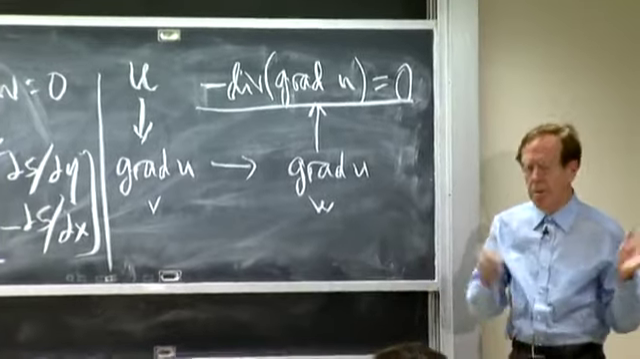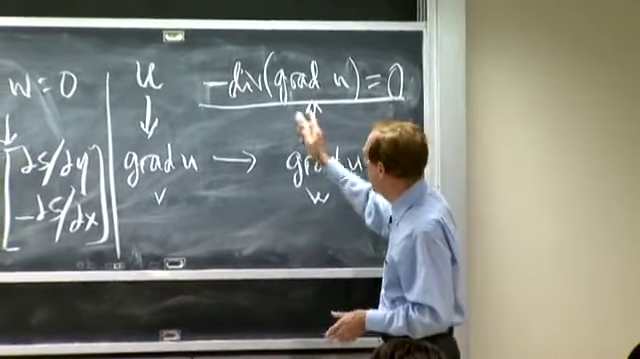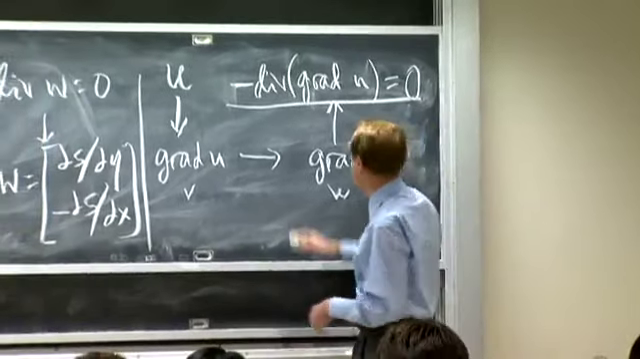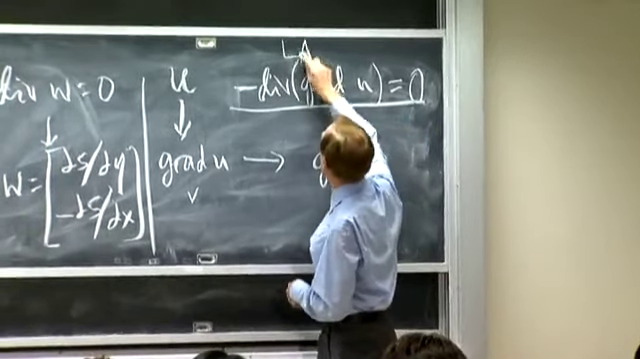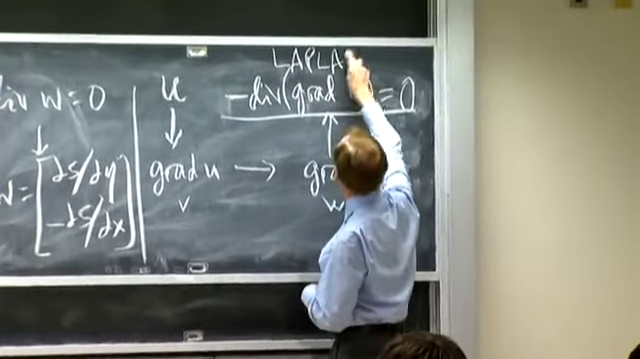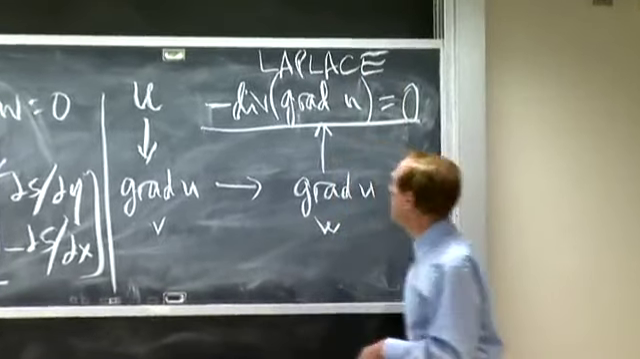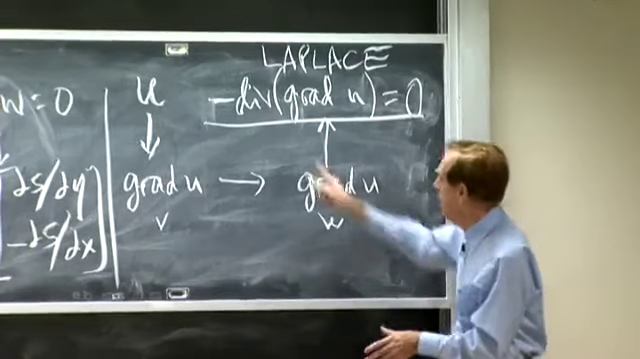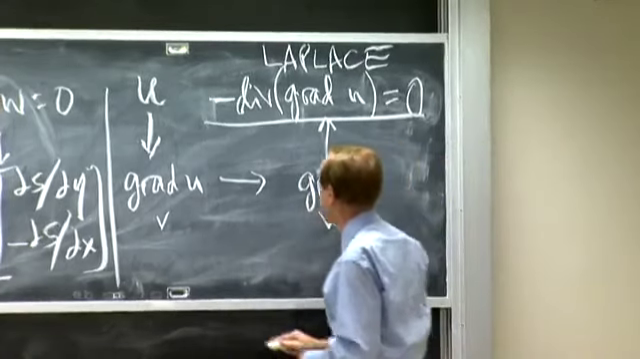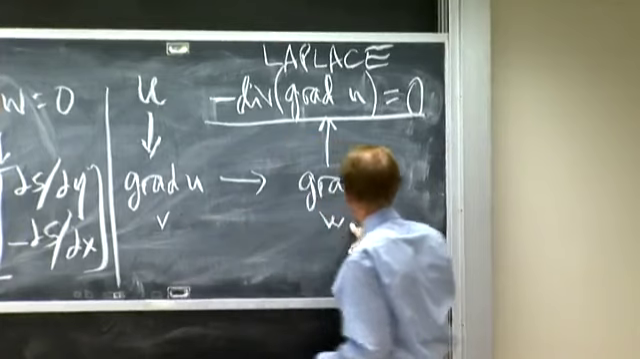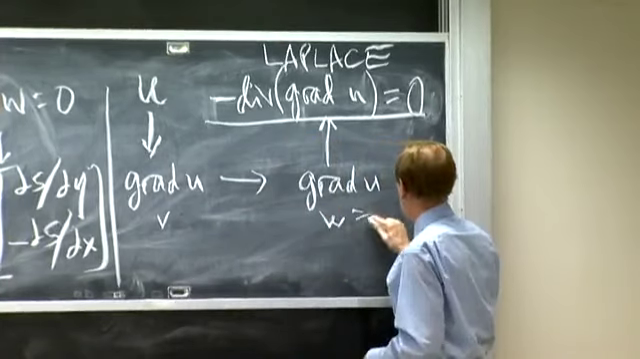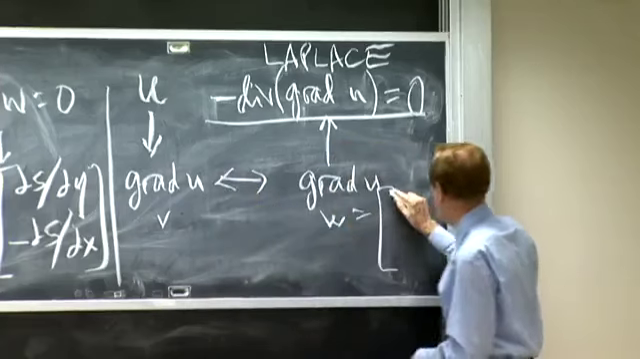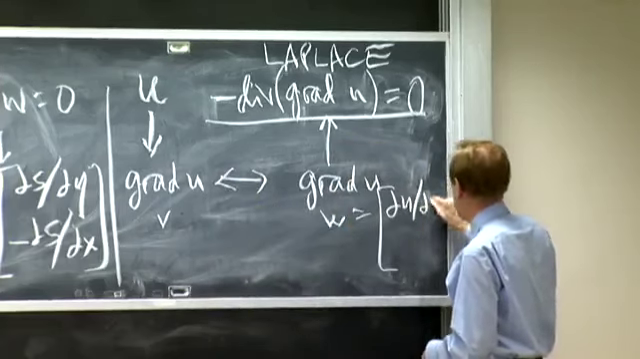We better write it out properly. The divergence of the gradient is the Laplacian. So this is Laplace. Famous equation. Steady state type of equation. It goes with steady state problems. Let's just figure out what this is. We've got, so W is, since these are the same, W is now du dx, du dy.